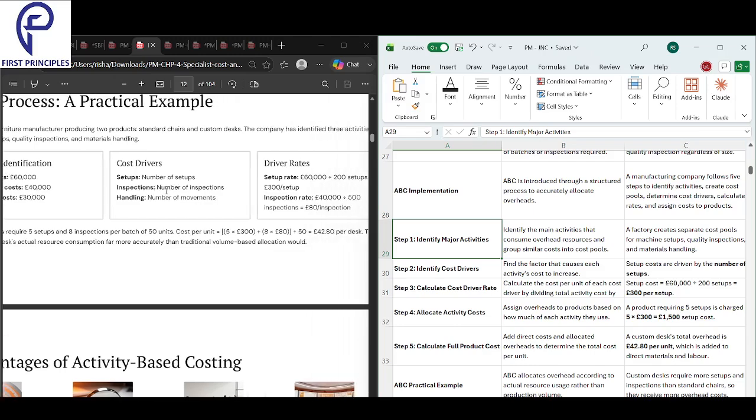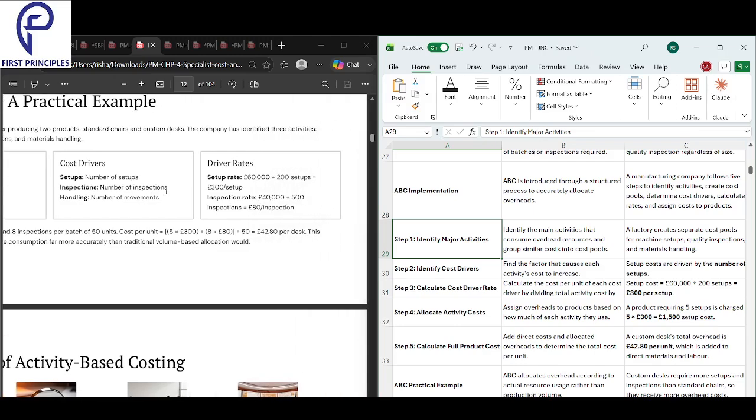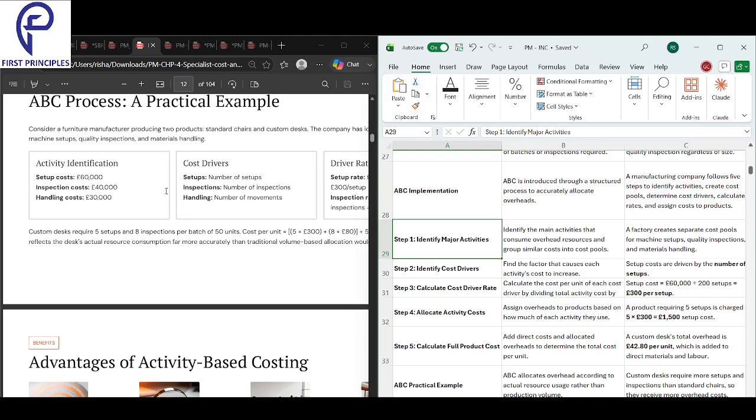Okay. And what are the major cost drivers here, Sneha? Three cost drivers are there. What are the three cost drivers? Setup, inspection, and your number of movements. You take the total activity, you find the number of cost drivers, and you'll find your cost driver rate. Take the total cost divided by the cost driver total, you will get your rate.